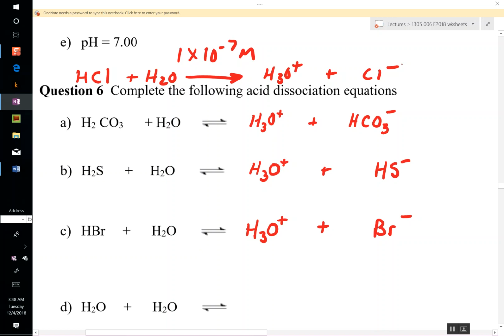But here, where you see the arrows going in both directions, the reactants form products. The products can reform the reactants, and you have an equilibrium. You have a balance. You have all of this stuff floating around in the water when you have an equilibrium. All those things are present. Up here, the only thing present now is hydronium ion and chloride ion, and no HCl molecules.